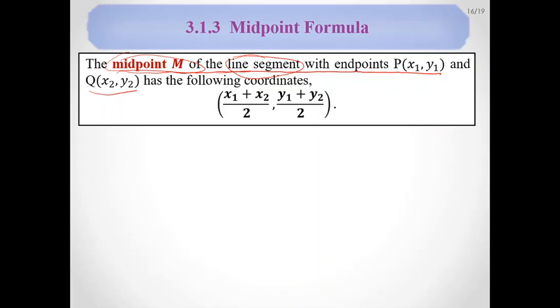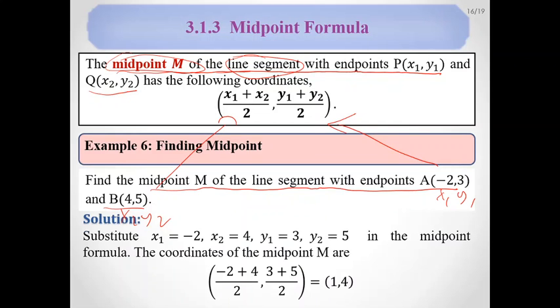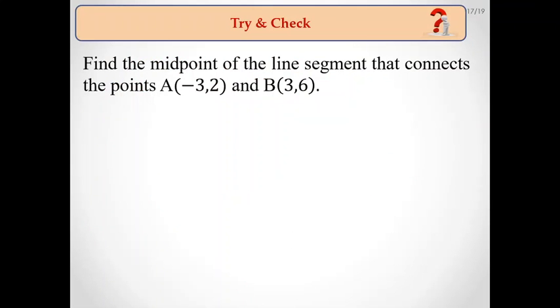Okay, let's see an example. Find the midpoint of the line segment with the endpoints A and B. Now we use the formula here. You can say this is x1, y1, this is x2, y2, and you put them in the formula, and you get 1, 4. So 1, 4 is the midpoint between these 2 points.